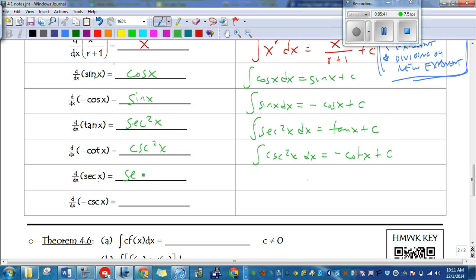Derivative of secant is secant tangent. So antiderivative of secant of x tangent of x dx would be secant of x plus c. And then our last one here, derivative of negative cosecant would be cosecant of x, cotangent of x. So antiderivative of cosecant of x, cotangent of x dx would be negative cosecant of x plus c.